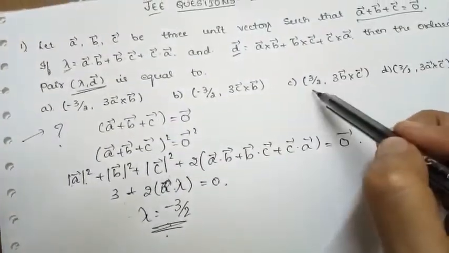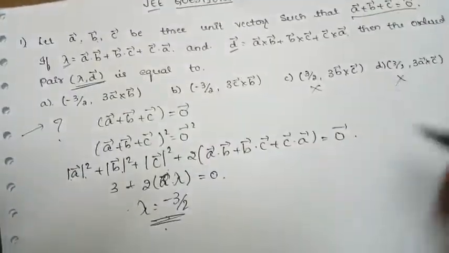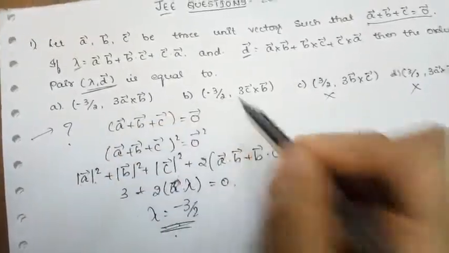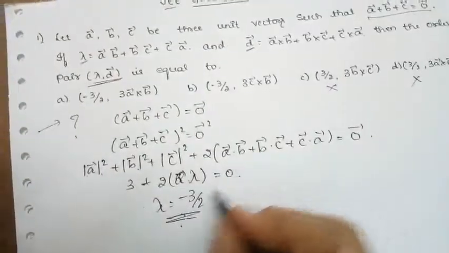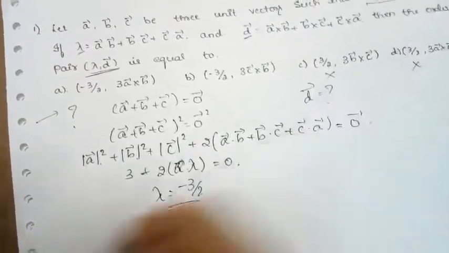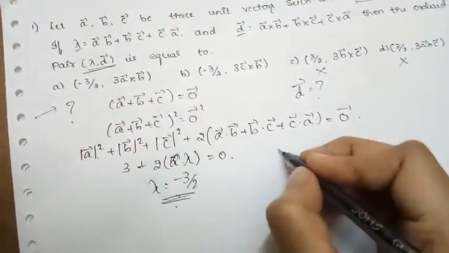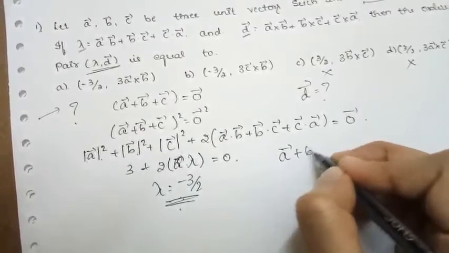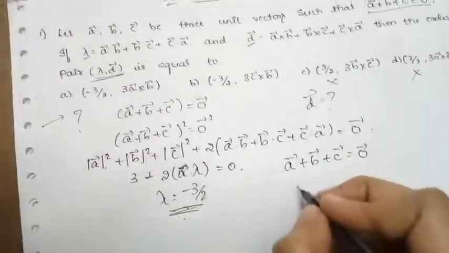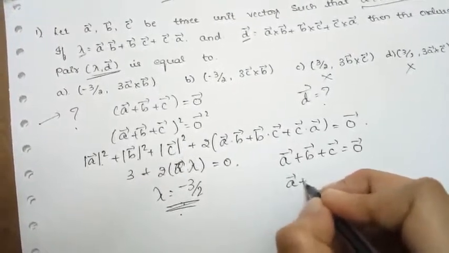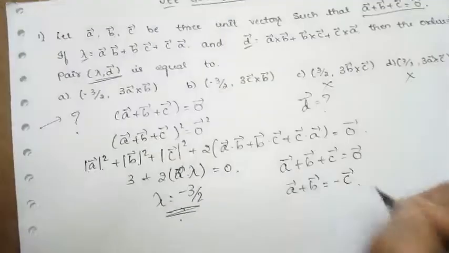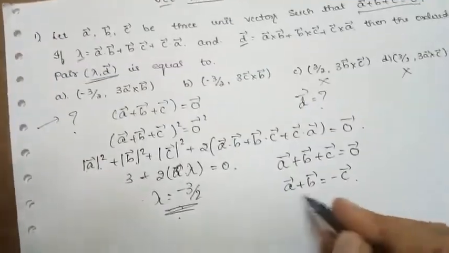So automatically our option C and option D are cancelled. Now the answer is either option A or option B. So I need to get the value of our vector D right now. Again I am using the given concept itself, that vector A plus vector B plus vector C is equal to the 0 vector. If I take C to the RHS, it is nothing but vector A plus vector B is equal to minus vector C.